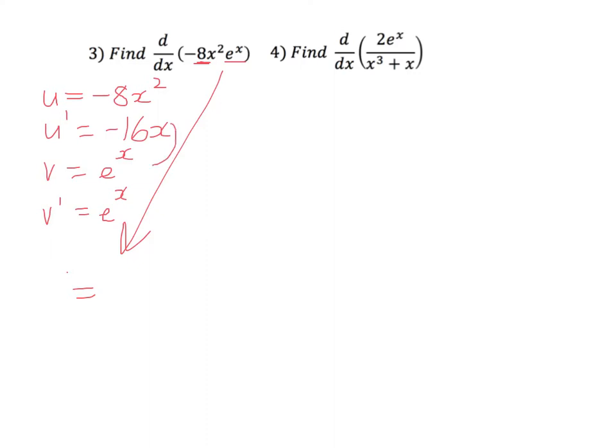insides, so negative 16x e to the x plus outsides, and outsides I'll go back to in blue is those, multiplying those two together, and it'll be minus 8x squared e to the x. Okay. You don't need to factorise or anything.